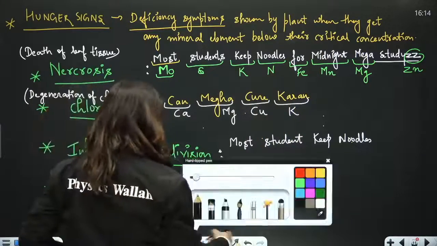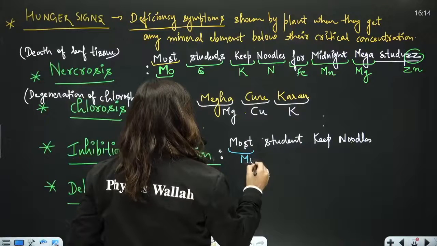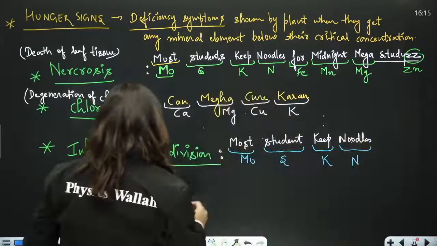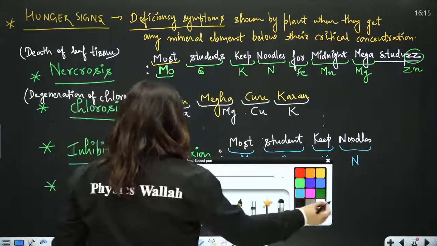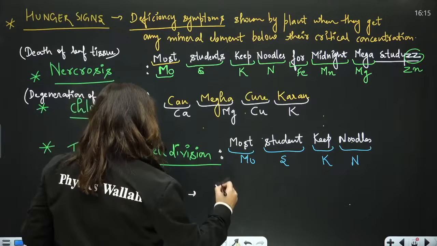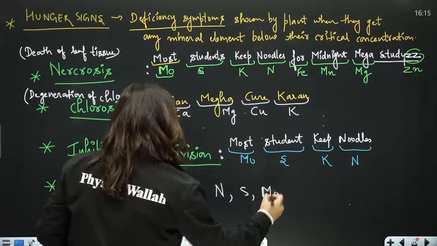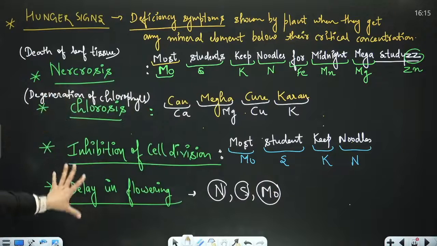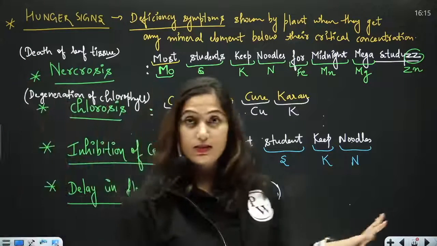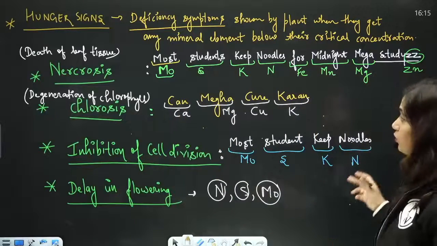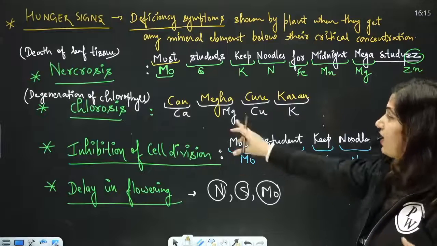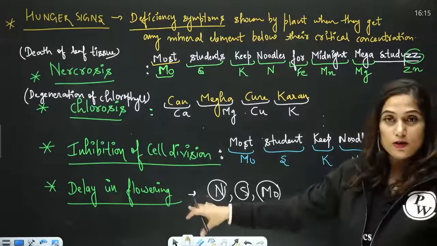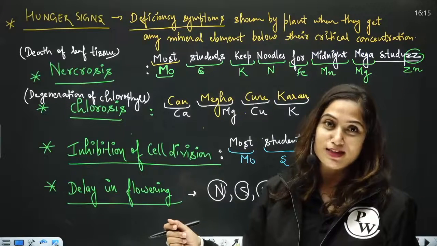So obviously most stands for Mo, molybdenum, sulfur, potassium, and nitrogen. And this you'll have to learn by yourself. Nitrogen, sulfur, molybdenum. So please learn these. This is a very important table. Necrosis is due to the deficiency of them. Most students keep noodles for midnight mega studies. Can Megha cure Karan? Most students keep noodles, and delay. So learn them in this order, and these are all the hunger signs shown by the plant.